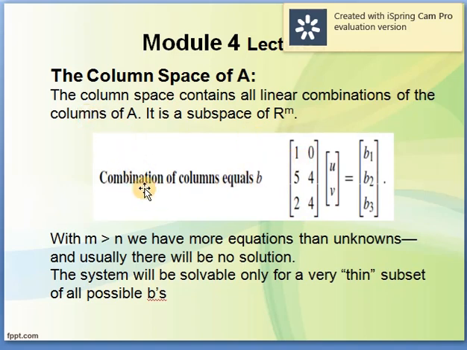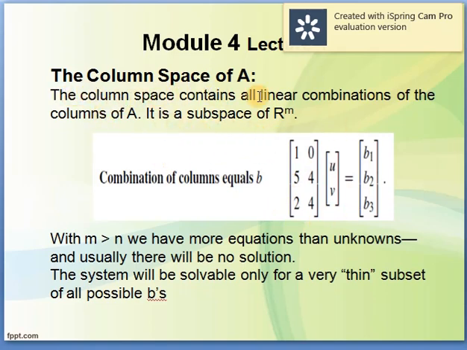To understand this, let's consider a matrix as shown here. It is a 3 by 2 matrix, having 3 rows and 2 columns. Now here we get 2 columns. 1, 5, 2 is the first column and 0, 4, 4 is the second column. The values can be anything, but here we have 2 columns. So this matrix can be written as the sum, or the combination, of 2 columns, which is referred to as the column space.